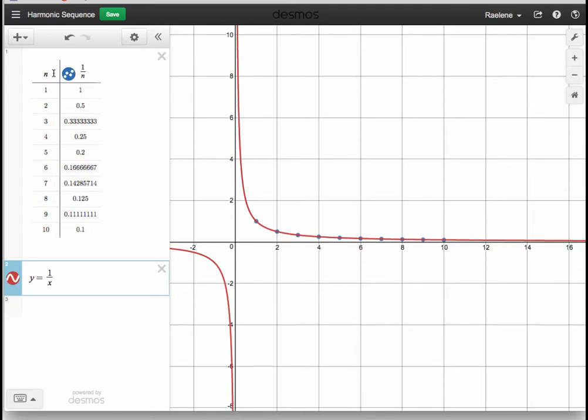However, because n is a subset of the domain of x, we see that there are consistent values. And it's in this way that the sequence and the function are connected, because there are ordered pairs that are the same for the blue sequence as there are for the red graph for the continuous function.